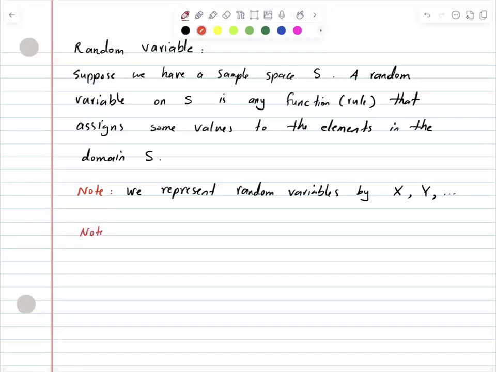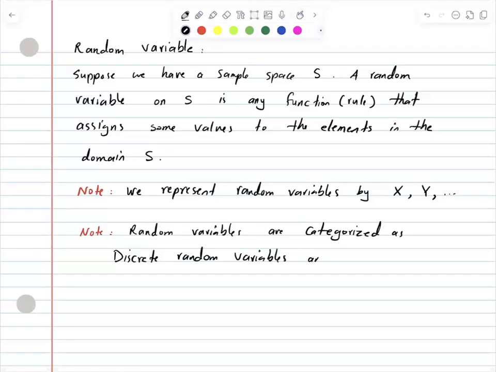So another note for you. Random variables are categorized as discrete random variables and continuous random variables. We're going to talk about each one of them and go over some examples.